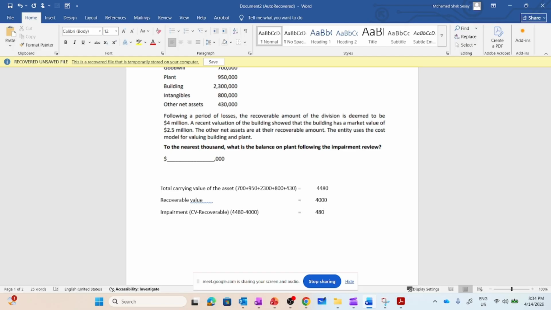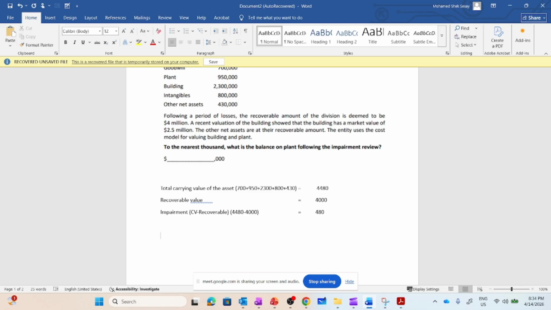Are you with me? Yes, sir. Fine. So we continue with the question, right? A recent valuation of building showed that the building has a market value of 2.5. The value stated above is 2,300. So it means the market value is greater than the value of the building. So we are not going to charge any impairment for the building, which is clear.